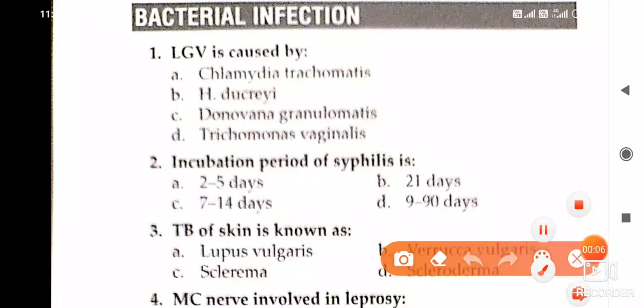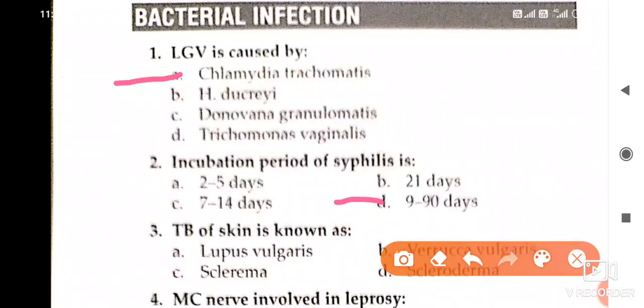Today we are going to discuss bacterial infection. LGV is mainly caused by Chlamydia trachomatis. LGV is lymphogranuloma venereum. Incubation period for syphilis is 9 to 90 days.